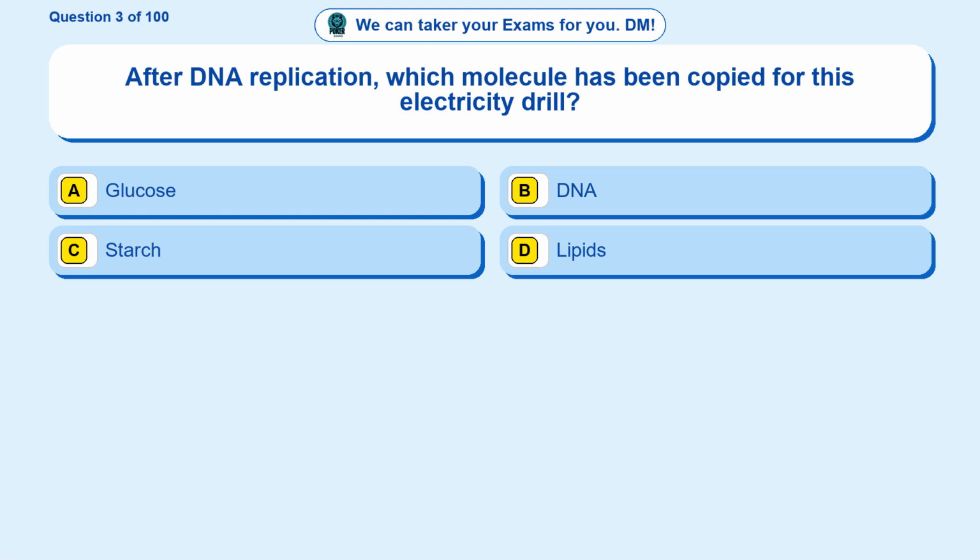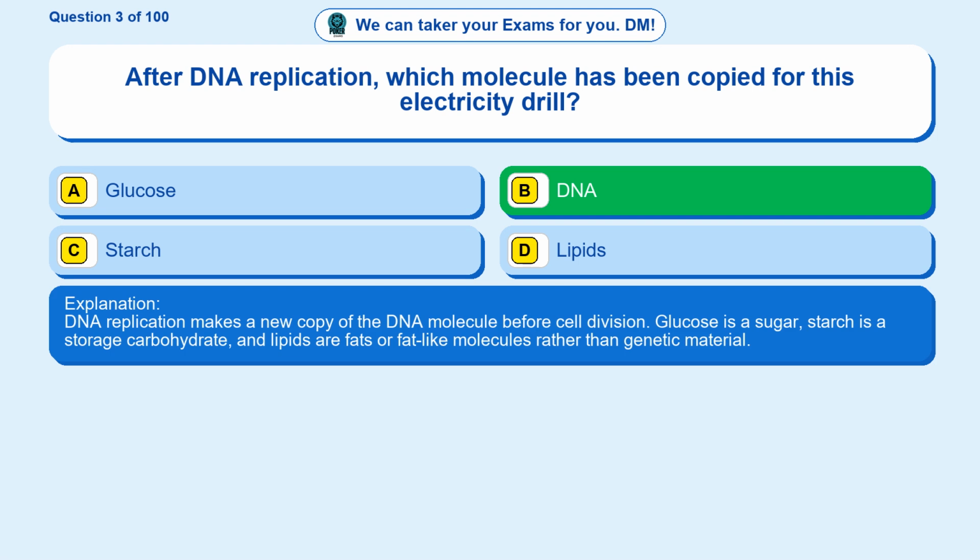Question 3. After DNA replication, which molecule has been copied for this electricity drill? Option A, glucose. Option B, DNA. Option C, starch. Option D, lipids. The correct answer is option B, DNA.